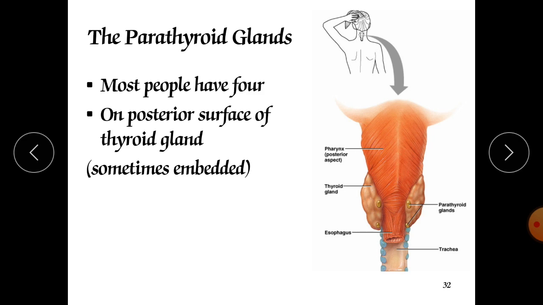Now next is the parathyroid gland. This parathyroid gland weighs about 40 grams, and it is partially embedded in the posterior surface of the lateral lobes of the thyroid gland.